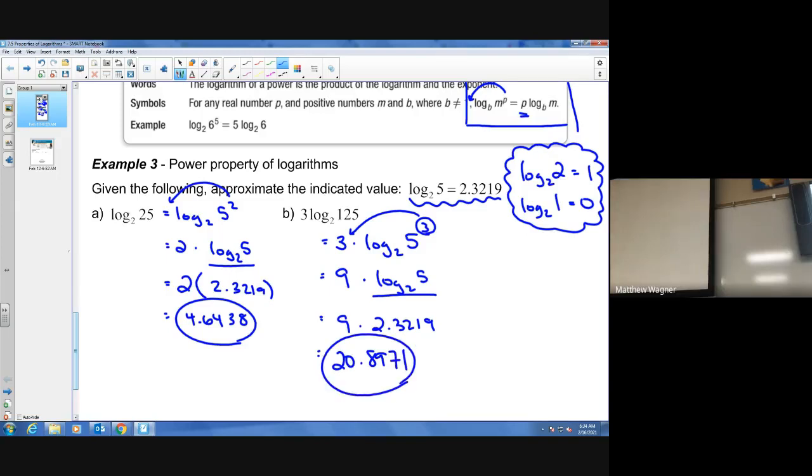There we go. So those are the 3 properties. When we're logging a product, we add. When we're logging a quotient, we subtract. And when we're logging a power, the power can come out front.